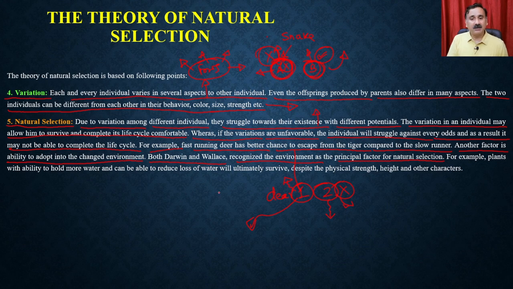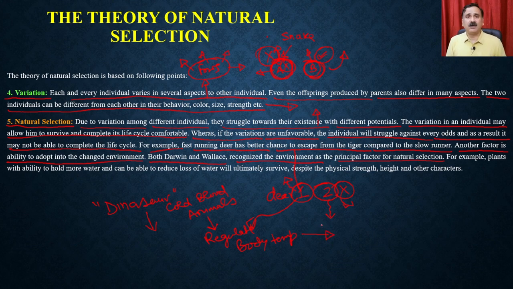One of the classical examples is the dinosaur, right? Dinosaurs, as per the latest theory, were cold-blooded animals. What is meant by a cold-blooded animal? Cold-blooded animals are animals which cannot regulate their body temperature, which means they adopt the same temperature as the environment. So if it is cold, they will not be able to regulate their body temperature.